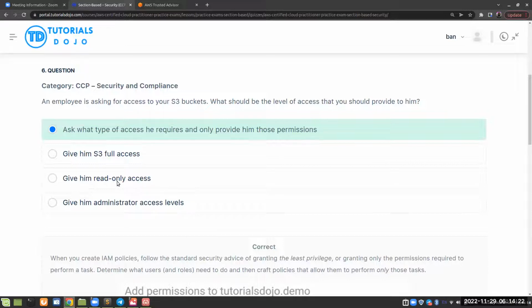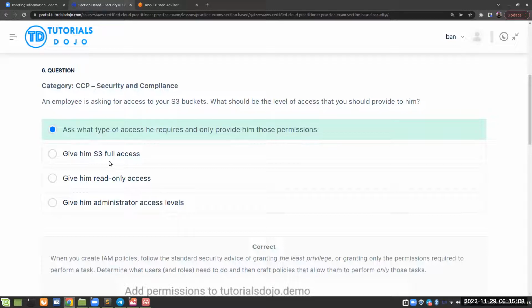So in option C, if you give him only read access, the point here is we have not been told that he needs only read access. If the question was that an employee needs read access to your S3 bucket, now we know that the employee needs read access, then you give him read-only access. But if you don't know, then you need to know first what they need, because you may give them read-only access when maybe they actually require administrator access, or maybe they need write as well, or they require full access.